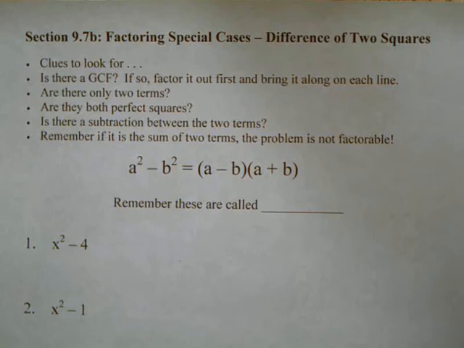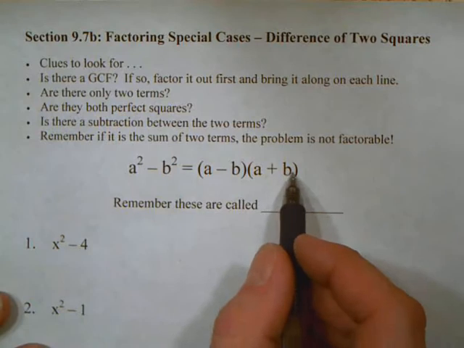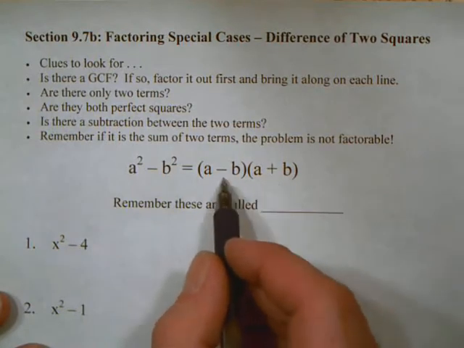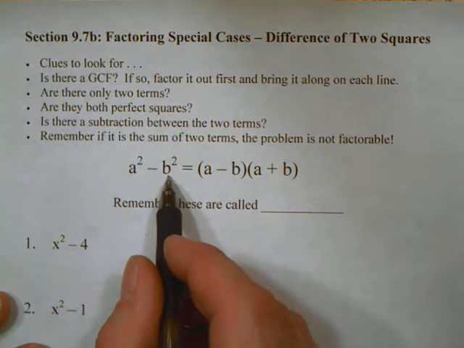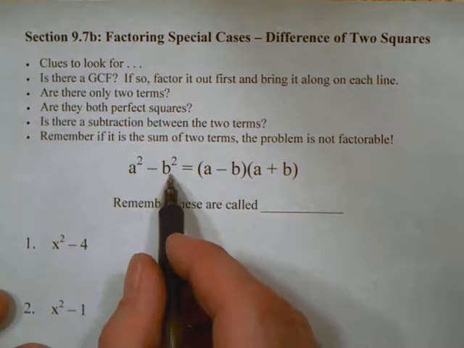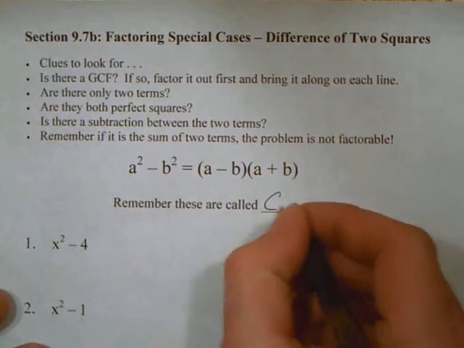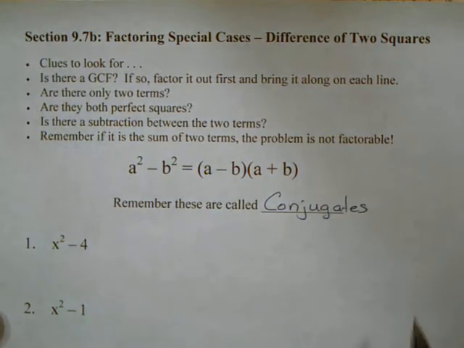This next section, in section 9.7b, is another one of my favorites because it involves some shortcuts. Do you remember when we multiplied and FOILed (a minus b) times (a plus b), when the binomials were exactly the same except one was a plus and one was a minus? When we did that, the middle terms dropped out and we were left with the first term squared minus the second term squared. Do you remember what these two were called to get the difference of two squares? They were called conjugates.